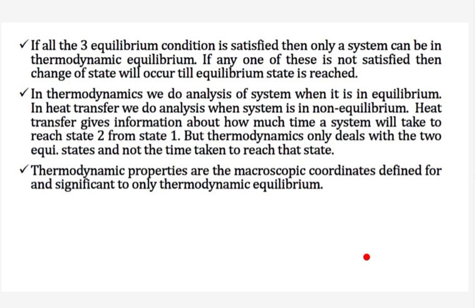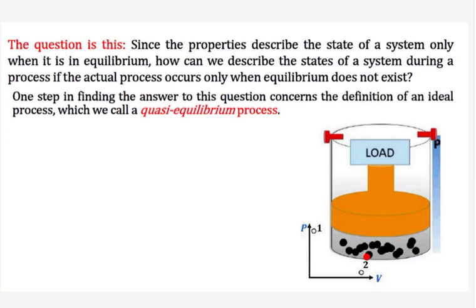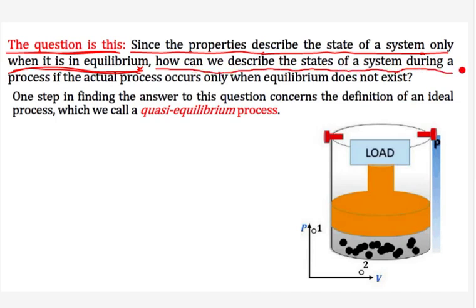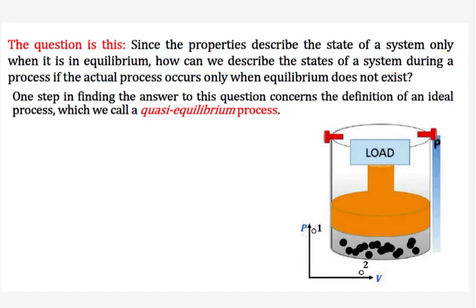Now the next thing, the question comes. The second point I want to put here is: since properties describe the state of a system only when it is in equilibrium, as I said in the last point, how can we describe the states of a system during a process if the actual process occurs only when equilibrium does not exist? Did you understand the question?